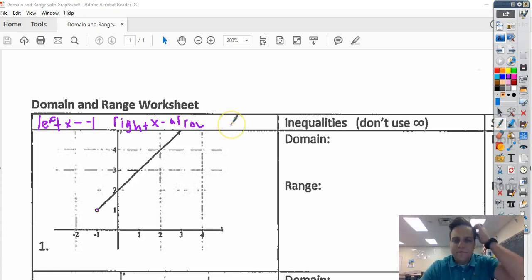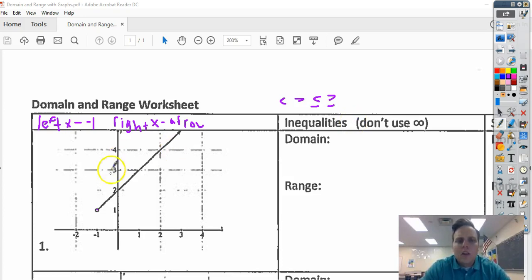Alright. So, the way we're going to write this answer in inequality format is, first off, what are inequalities? Well, there's these symbols, right? Less than, greater than, less than or equal to, greater than or equal to.